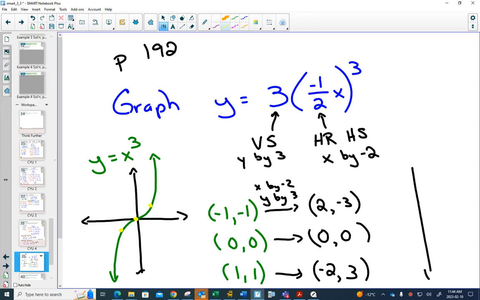So then on a new graph, I often find that when you could graph it on the same one, but things get really busy and sometimes awkward, so it's just easier to draw it on a new graph. I'll take my points. So 2, -3. 2, -3 would be down there. 0, 0 would be there. And -2, 3 would be there. And I draw my graph.